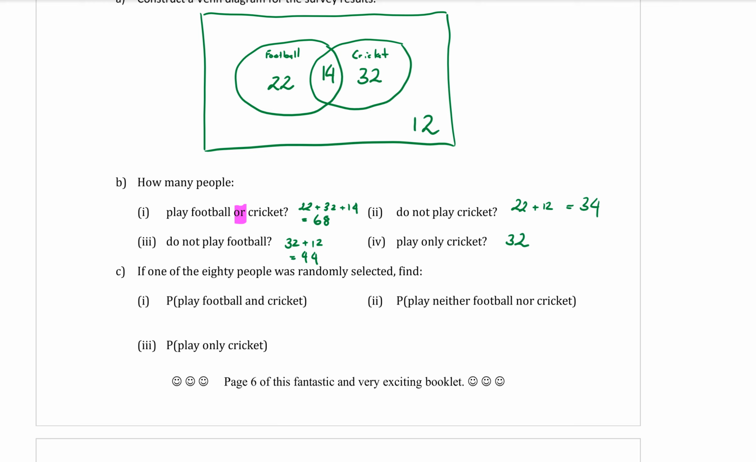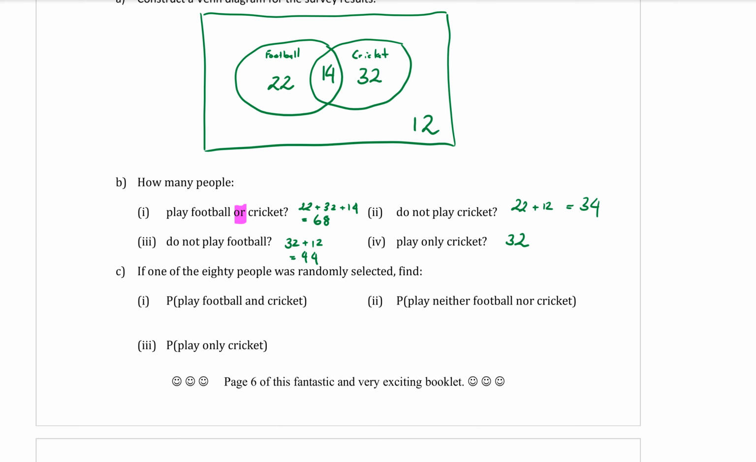Okay, part C. If one of the 80 people was randomly selected, find, and you'll see in each one of these it's P of something, P, which means probability. We're now doing probability, not just the number. Please look out for it. It's a horrible way to lose marks, is just to miss doing probability or do the wrong one at the wrong time. Okay? So, probability that they play football and cricket.